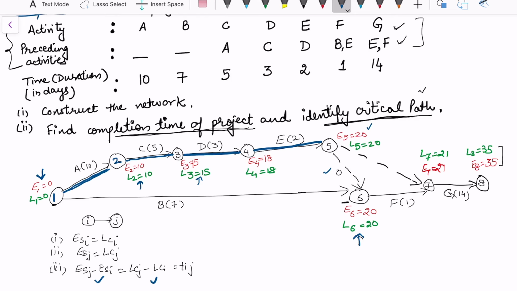because it is 0. But if I look at 5 to 7, so let me first highlight this is a critical activity. But 5 to 7 is not satisfying because the earliest are same, latest are same, but the difference between 21 minus 20 is not 0. That is the time duration. So the third condition is still not satisfied.